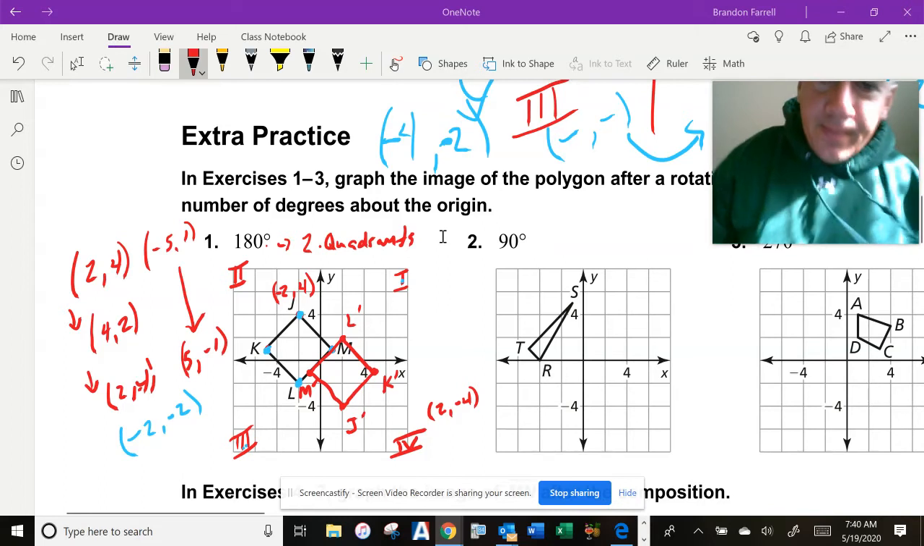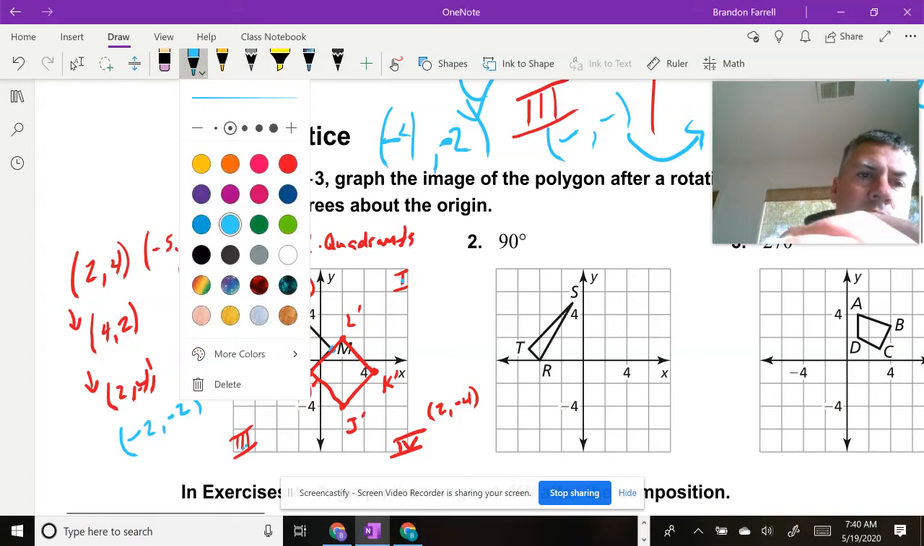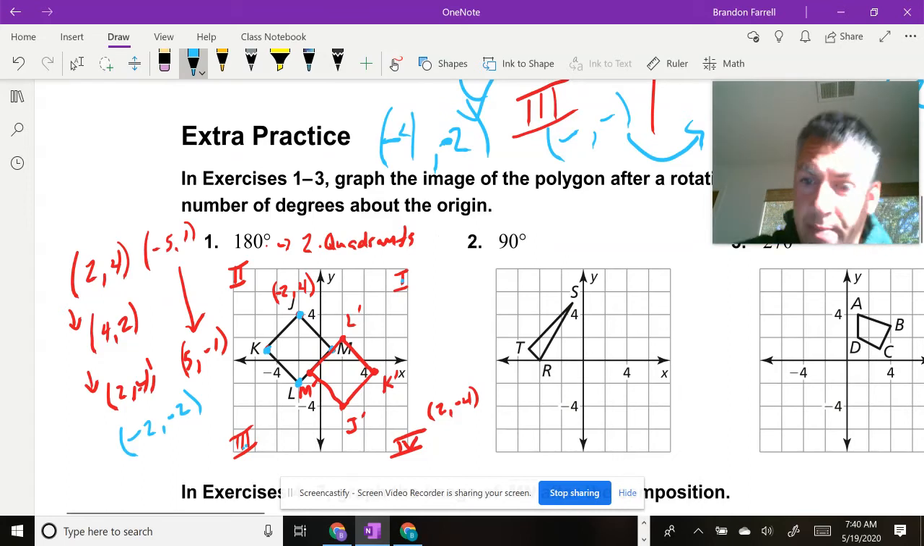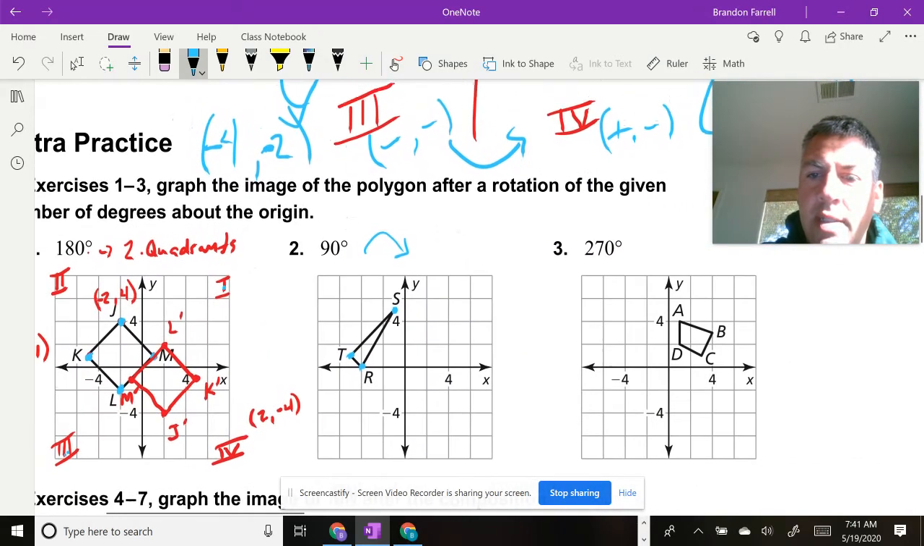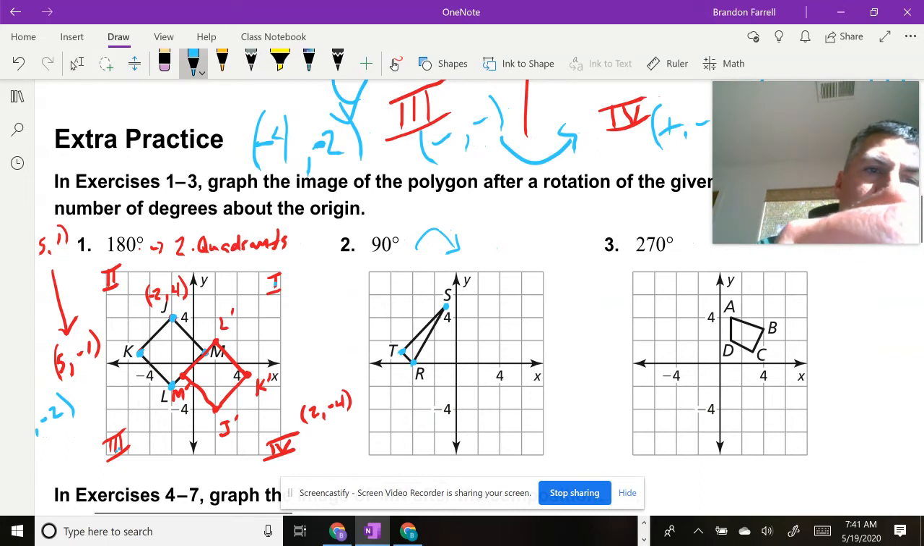So it's a little easier to do with points. Rotations can be difficult, but if you think in quadrants, it becomes a little bit easier. So again, I'm going to highlight my points here in blue. And we're going to move along these points 90 degrees. 90 degrees is that way. It doesn't actually say which direction, so we're just going to assume it goes clockwise.